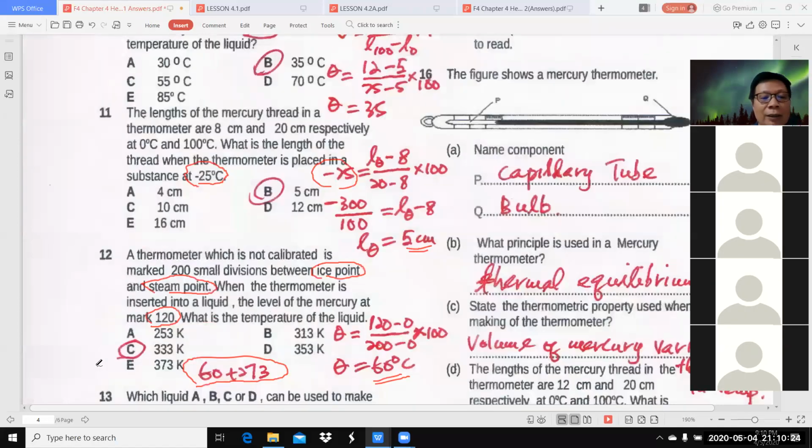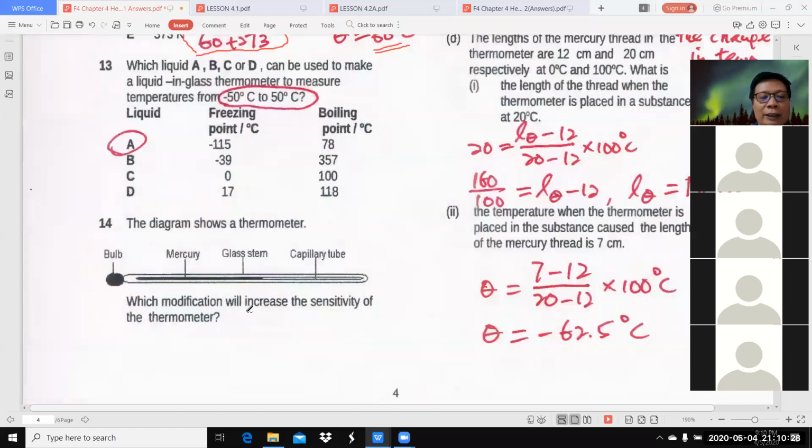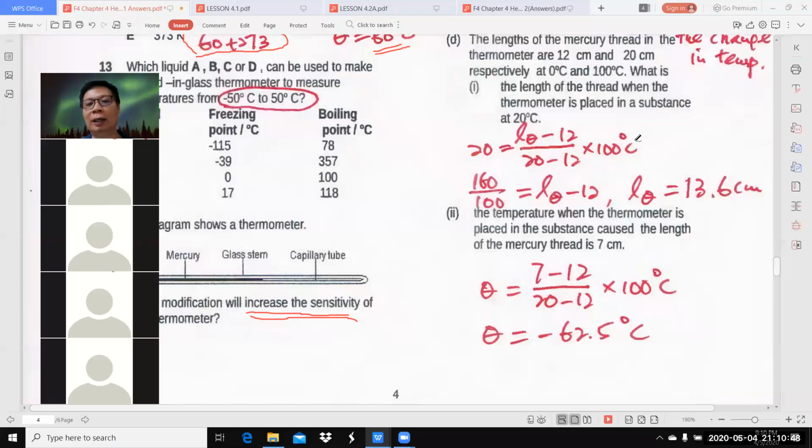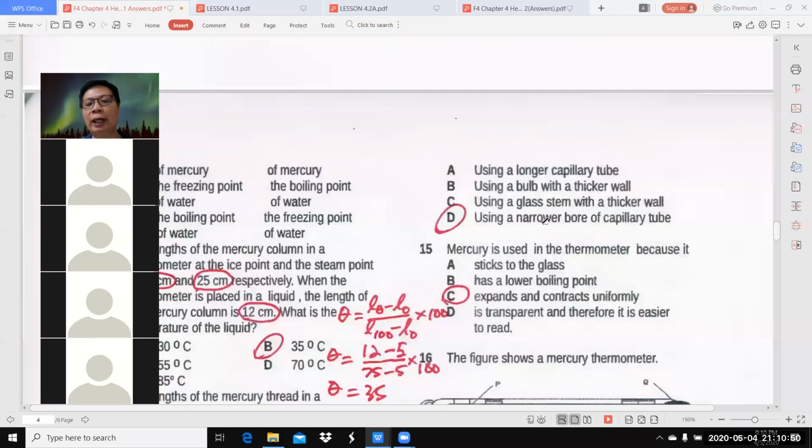Which modification will increase the sensitivity? To make this thermometer more sensitive means it can respond faster and measure smaller temperature changes. We already learned this just now. So the answer is using a narrower capillary tube. The capillary tube must be narrow. The rest are all wrong.